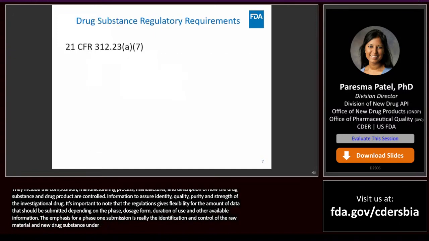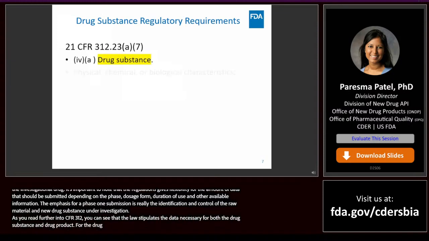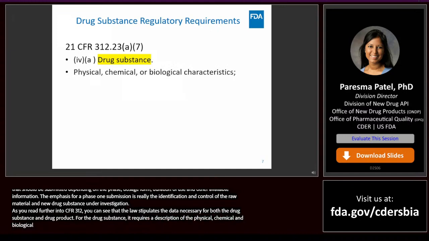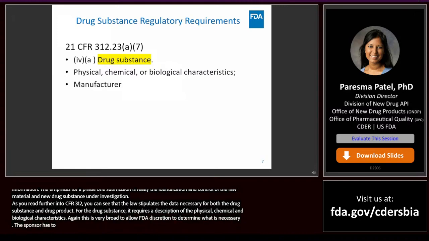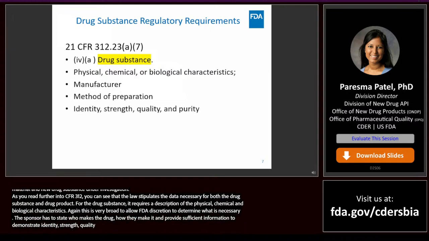As you read further into CFR 312, you see that the law stipulates the data necessary for both the drug substance and drug product. For the drug substance, it requires a description of the physical, chemical, and biological characteristics. Again, this is very broad to allow FDA discretion to determine what is necessary. The sponsor has to state who makes the drug, how they make it, and provide sufficient information to demonstrate identity, strength, quality, purity, and stability.